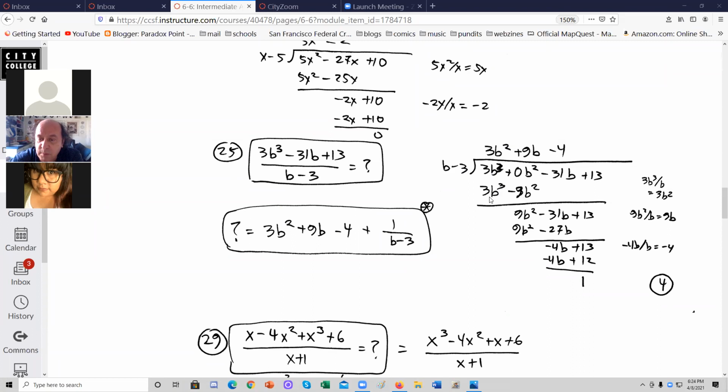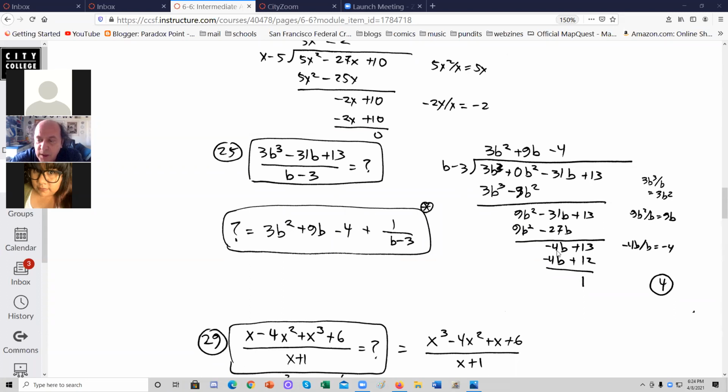Subtracting, 3 minus 3 cancels. 0 minus negative 9 is plus 9. 9b squared minus 31b plus 13. Divide 9b squared by b, get 9b, that goes into the quotient. 9b times b minus 3 is 9b squared minus 27b.